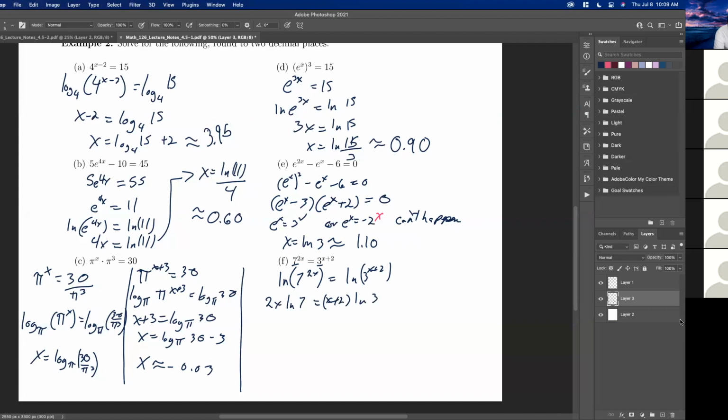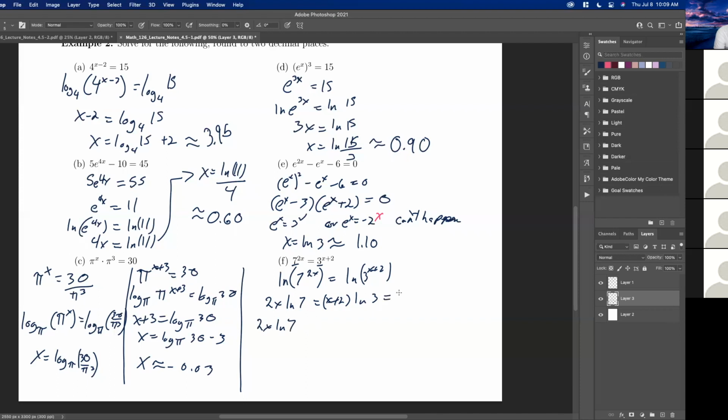All right, at this point, we're just going to solve it, remembering that ln of 7 is a number, ln of 3 is a number, about 1.10, right? And here we're just going to solve it. How do we solve this? We move all the x's to one side, so I have 2x ln of 7.